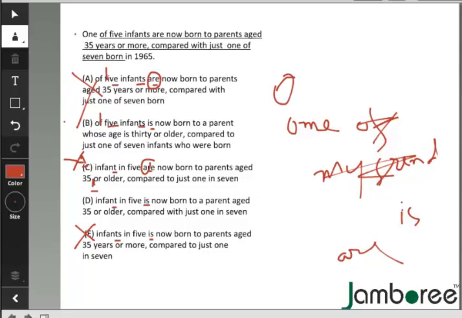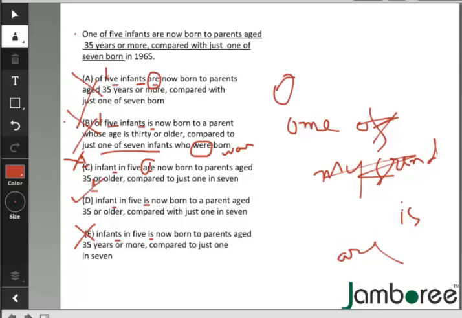Okay, now let's see. Right? Now which one do we need? Is born, blah, blah, blah. Compared. So if we just compare this, we see compared to 1 of 7 infants, where? It should have been was. So this is out. D is your correct answer.